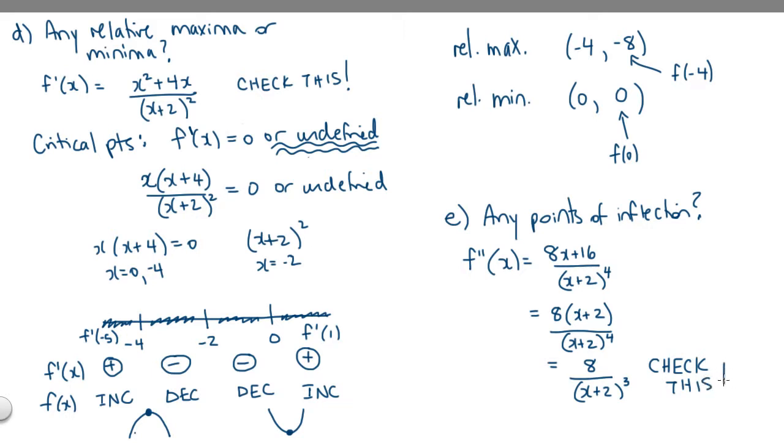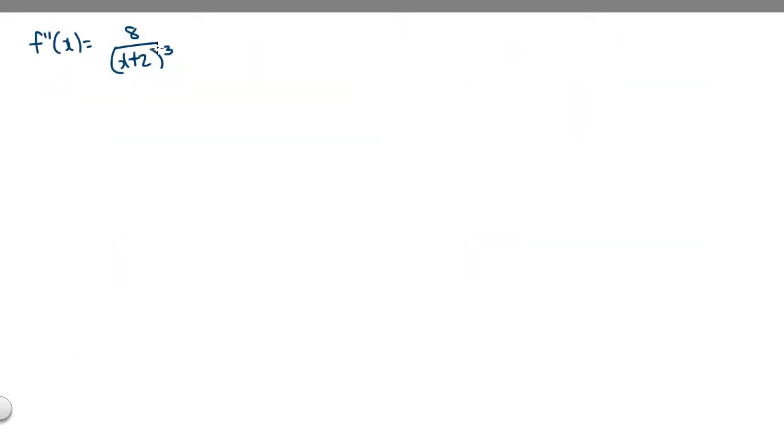And I would really encourage you to pause the video and just make sure that you can get this formula for f double prime of x and that you can get it simplified. So to figure out whether we have any points of inflection, we need to look at the critical points here. We're looking for any places where f double prime of x can change sign. So that can happen when f double prime of x is 0 or undefined.